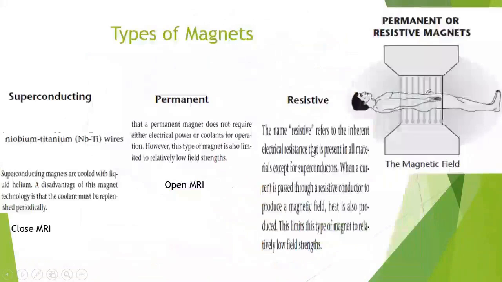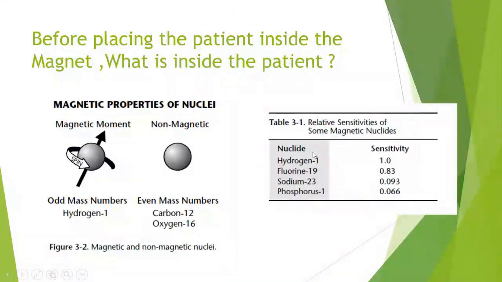As I previously mentioned, I depend heavily on hydrogen atoms. This is because the sensitivity of hydrogen atoms is significantly higher when compared to other materials such as fluorine, sodium, and phosphorus, as you can clearly see. Inside each hydrogen atom, there is a single proton, which inherently has a charge.